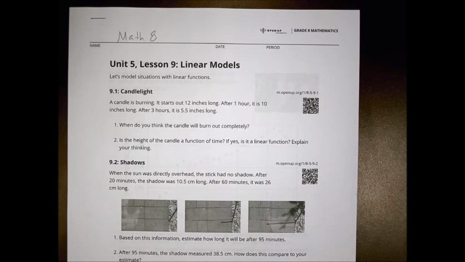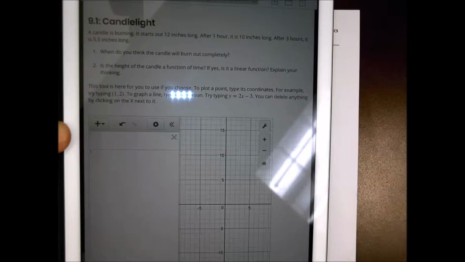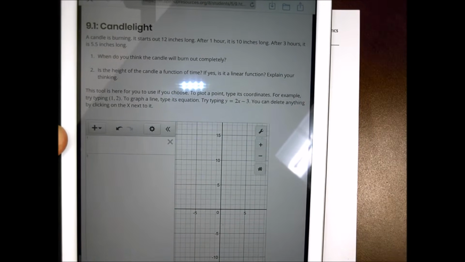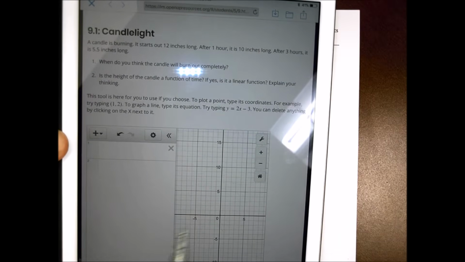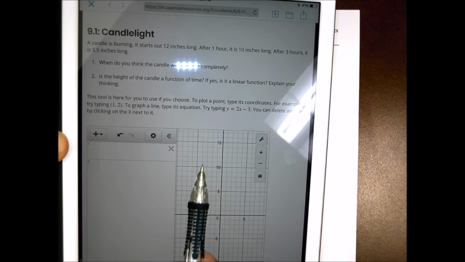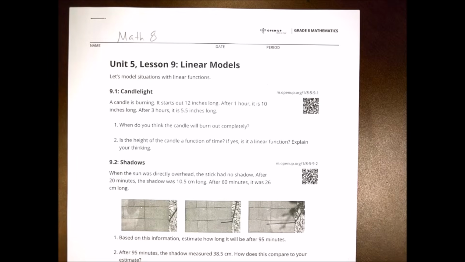All right, so it says, when do you think the candle will burn out completely? And so you might be using in your class today a little thing like this. Maybe you use your iPad or computer and you can graph this out if you wanted to do that there. And you can use a tool then to plot some points for the candle. There's a variety of ways to do that, but that's for you to play at.